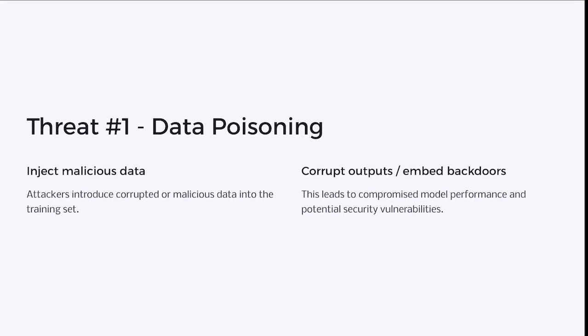This happens when attackers deliberately inject malicious or misleading data into a model's training set. The goal is to corrupt the model's understanding so it produces incorrect or harmful outputs, or to embed hidden backdoors that can be triggered later by specific inputs. A real world analogy of this could be: imagine someone slipping counterfeit coins into a counting machine so it falsely learns to accept them as genuine.